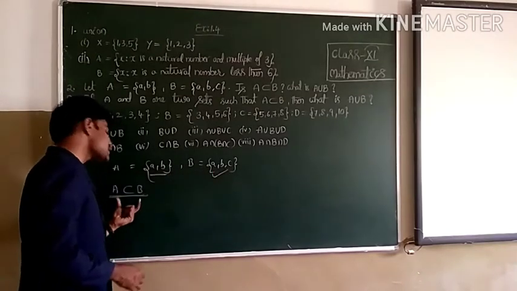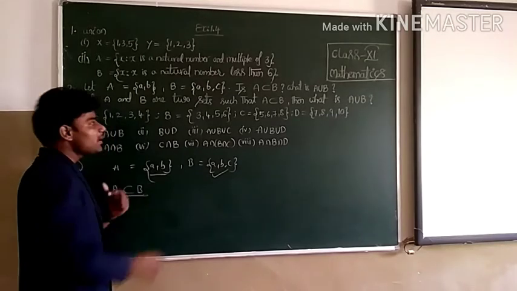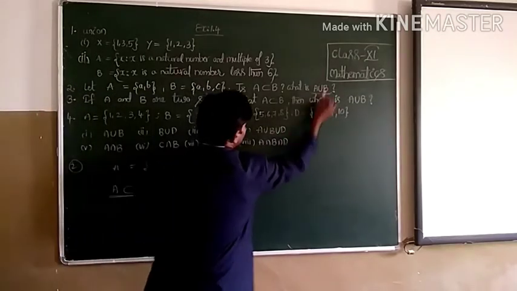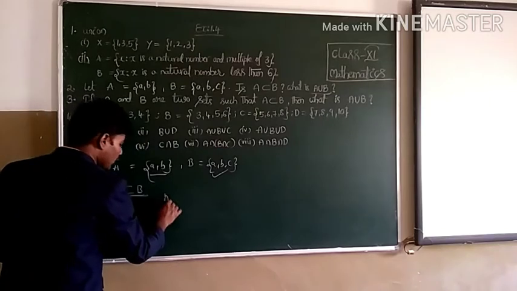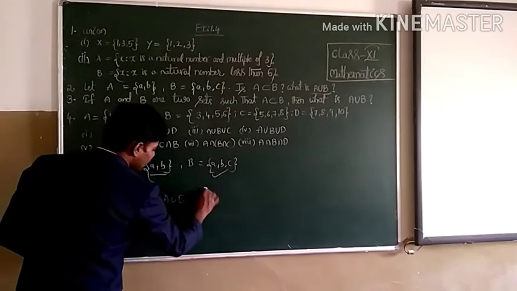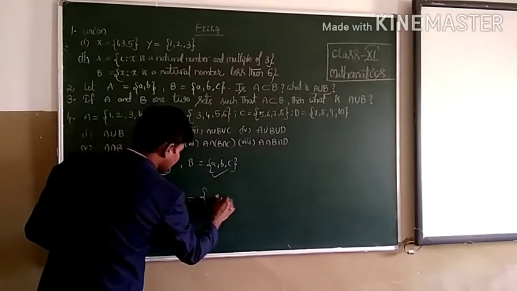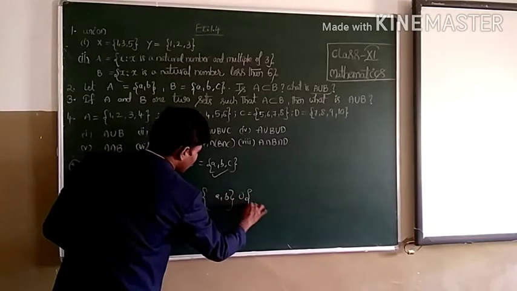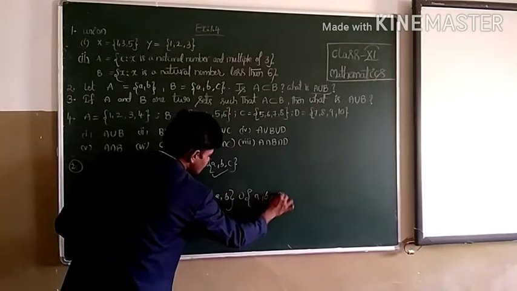So that's why A is a subset of B. Okay. Next, one more question is given. That is, A union B also we need to find out. A union B means the union of A, B and C.